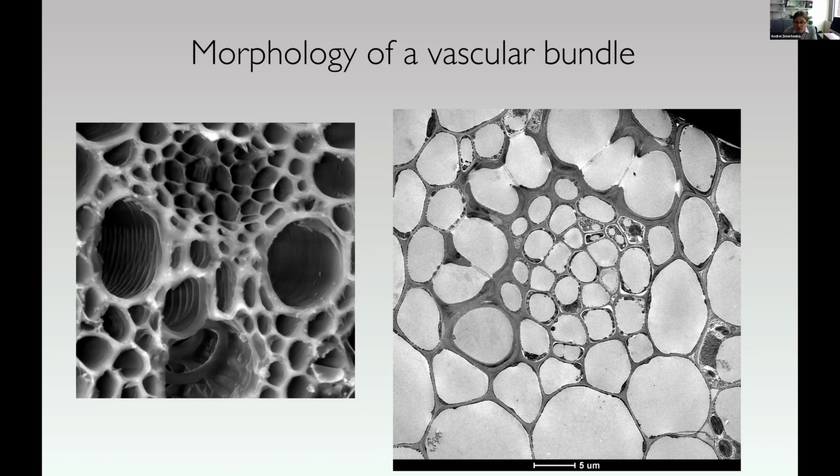The pits are responsible for moving water between neighboring cells, and also from xylem or vascular bundles to surrounding tissues.